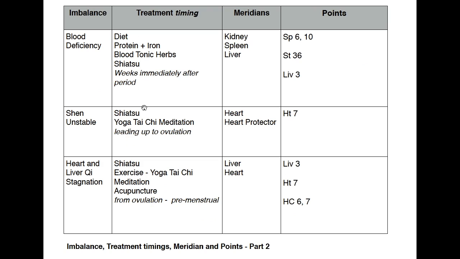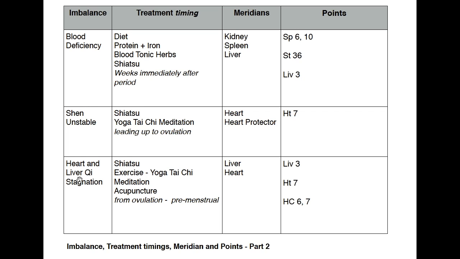Okay, blood deficiency, don't forget the most important thing is to help them with the diet. Shiatsu is obviously very useful as well. These are the meridians that you'll probably end up treating because the liver stores the blood, the spleen produces the blood, and the kidney underpins the whole thing. Spleen 6, Spleen 10 is a very important point for regulating the blood. Stomach 36 is good because it tonifies the spleen. Liver 3 is good because it treats the liver blood.